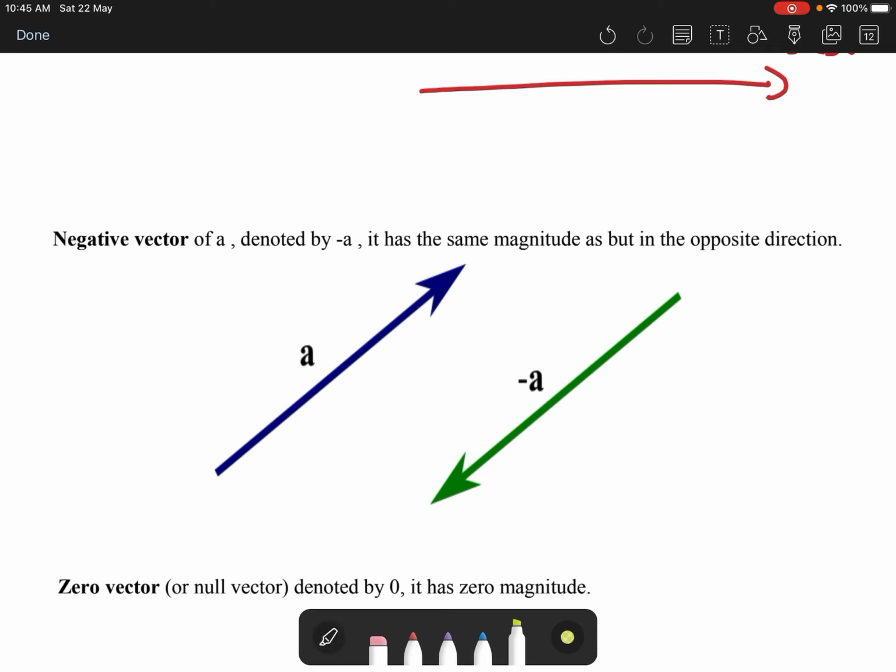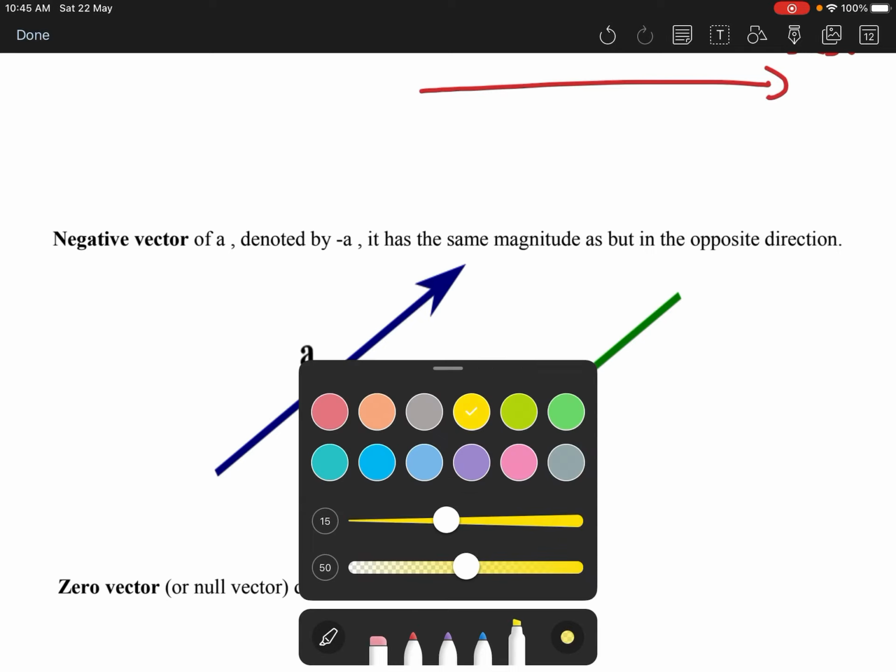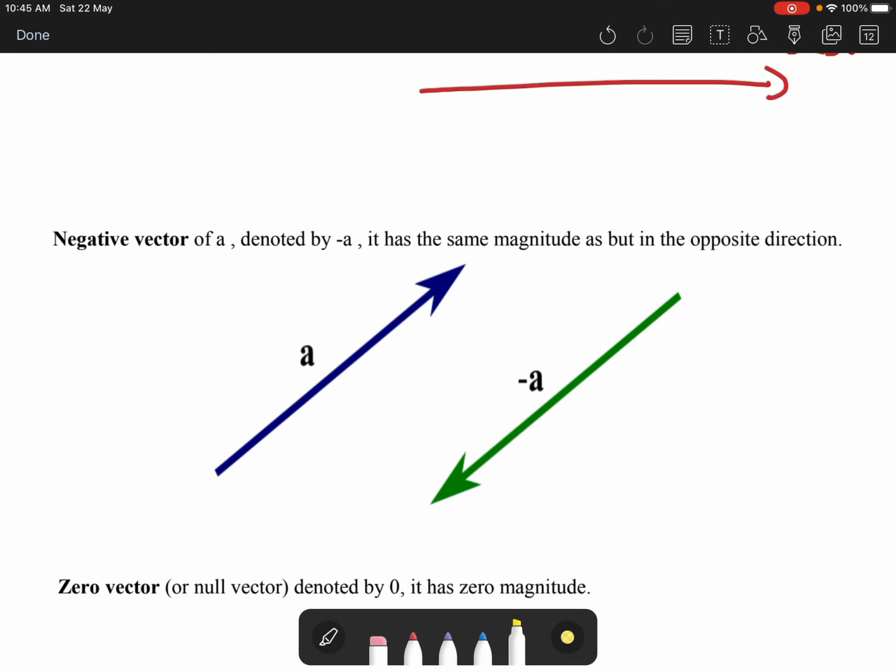If I have arrow A, the blue color one, right? Arrow A. So arrow A is pointing in the northeast direction. The negative vector of arrow A is actually pointing in the southwest direction. So this is negative vector. And this negative vector, although they are pointing in the opposite direction, they must have the same magnitude.